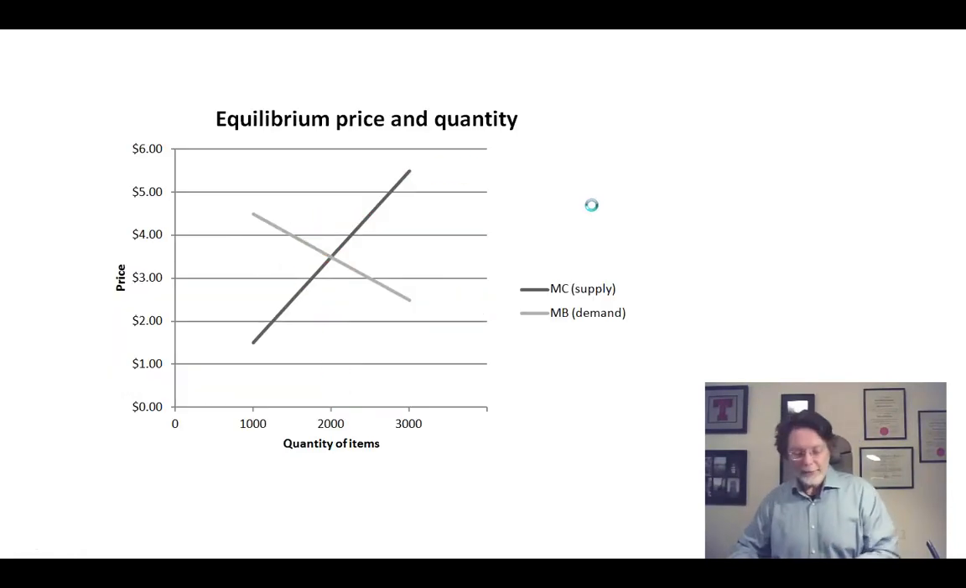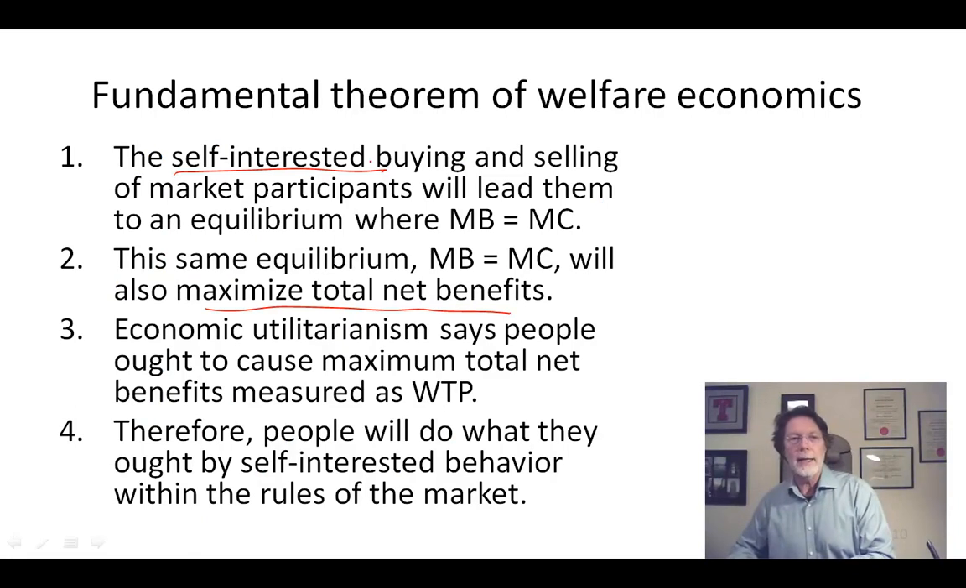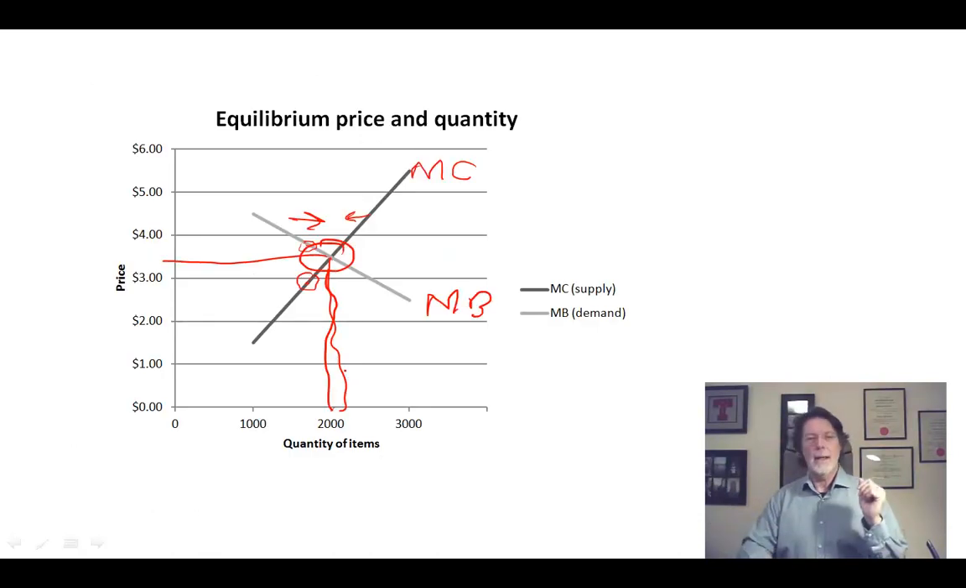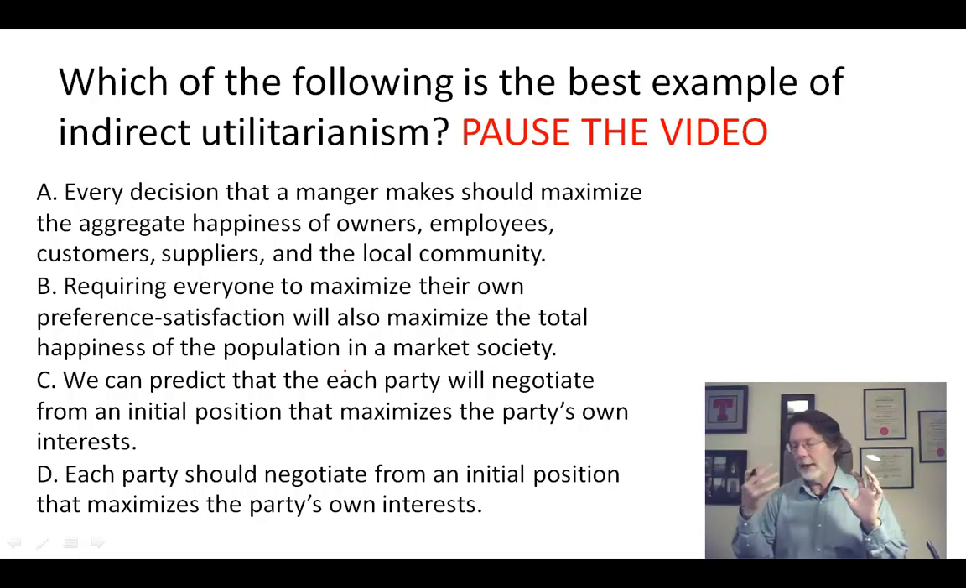Okay, so the point of that, let me just go back, is just what I said here. The self-interested buying and selling of market participants will lead them to an equilibrium where marginal benefit equals marginal cost, and the same equilibrium will maximize total net benefits. And therefore, people should follow a decision procedure in the market, which is to look after their own self-interest, and by doing so, they will be good indirect economic utilitarians. Okay, so that's the idea, and in the next segment I'm going to talk about some problems with this.